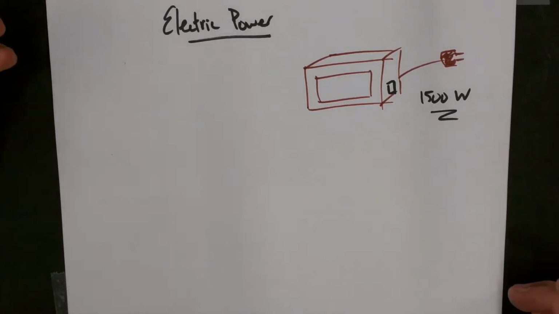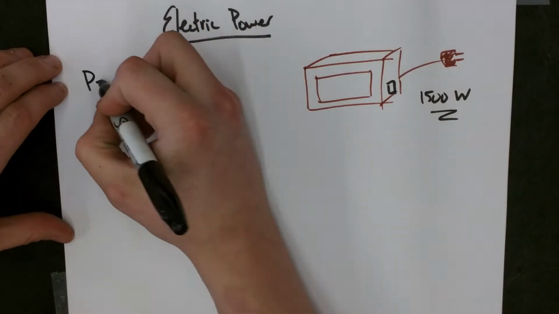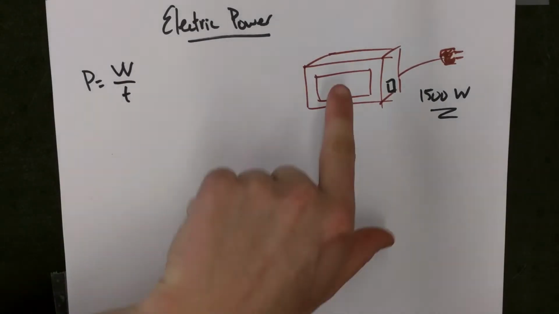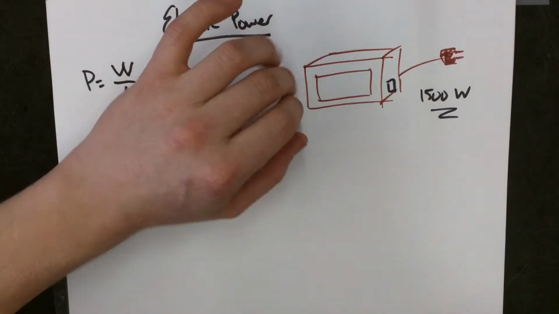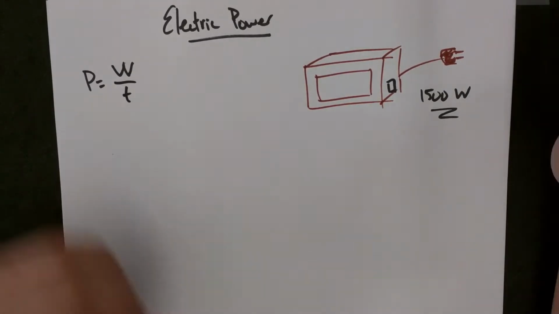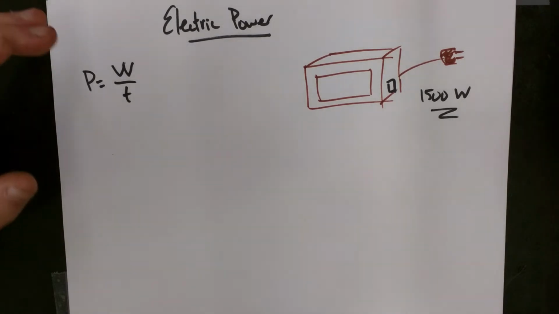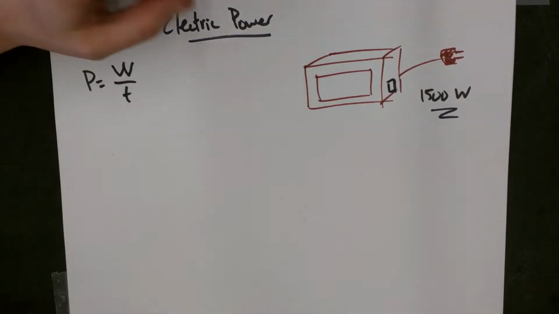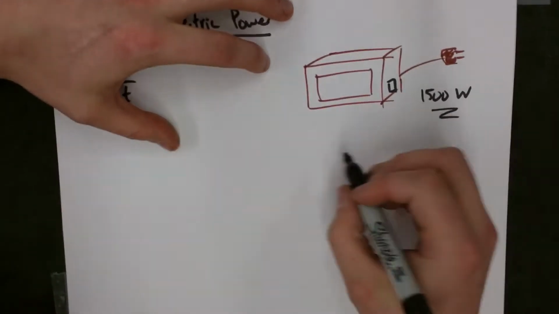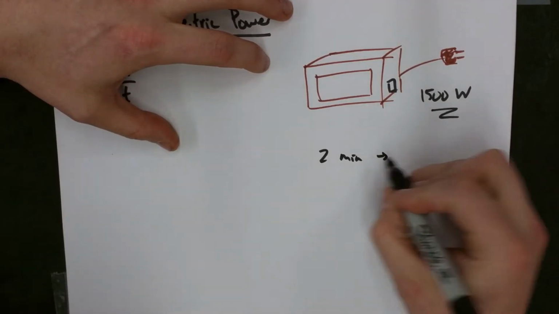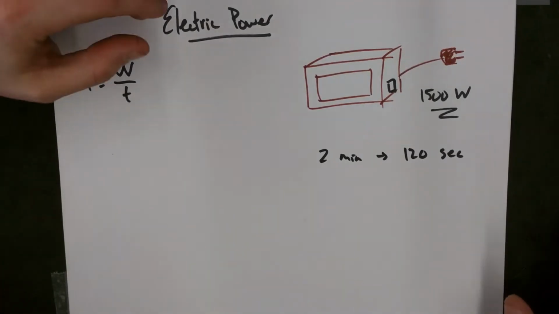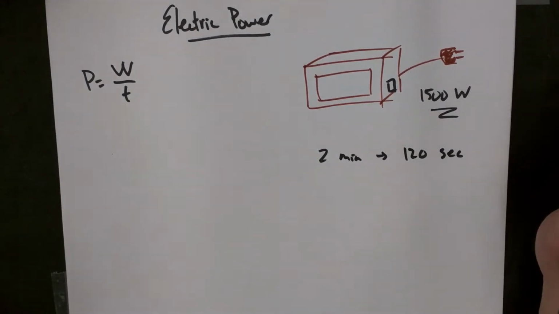What does that mean? I think it means something like work over time. But what does that specifically mean for the microwave that's operating at 1500 watts? Well, let's say that you just start cooking your popcorn and you leave it in for 2 minutes, the equivalent of 120 seconds, and you are operating at its full power.